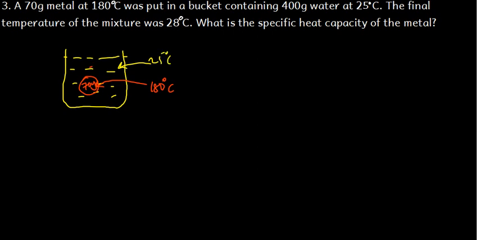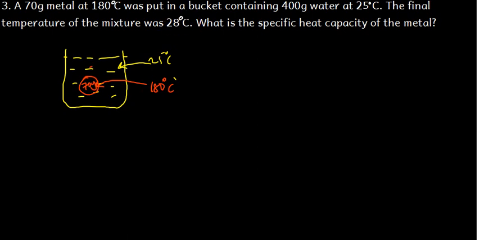So when you add something hot to the water, what is going to happen is the water is going to become hot, and then the metal is going to become cold. So the temperature is going to change. And then the final temperature of the mixture is now 28 degrees. Notice that it is above 25 but below 180. So the metal has lost some heat while the water has gained some heat. That is why the mixture has got this temperature.